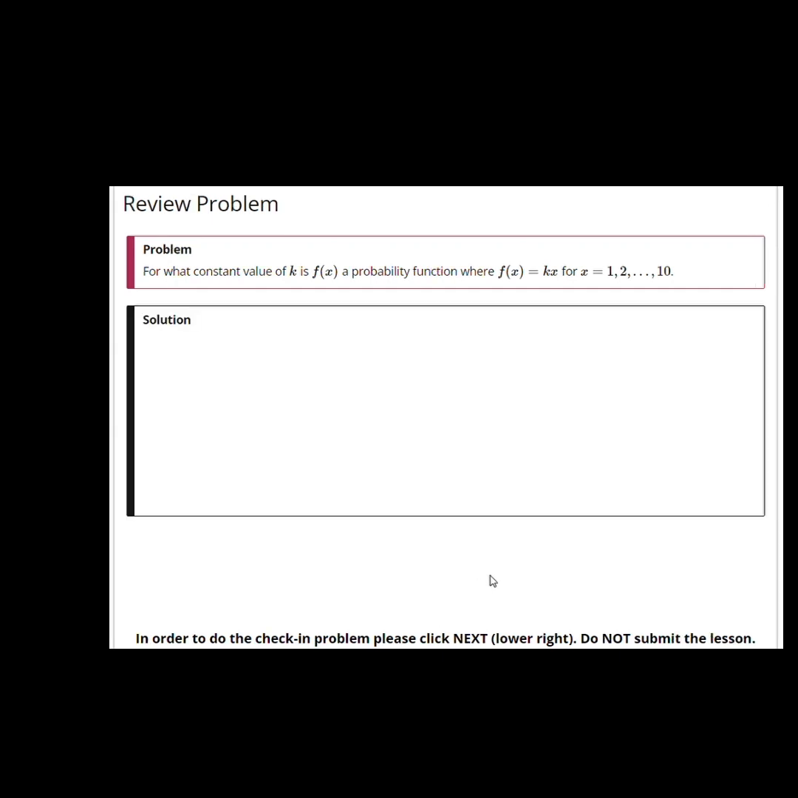Certainly the values of f of x in this case are greater than or equal to 0, so we only need to check under what conditions the sum of f of x is equal to 1. That is, the sum of k times x, x goes from 1 up to 10, is equal to 1. We can factor out the k, and we're left with k times the sum, x goes from 1 up to 10, of x, and that becomes k times 10 times 11 over 2. K times 55 equals 1. And so the solution to this is k is equal to 1 over 55.